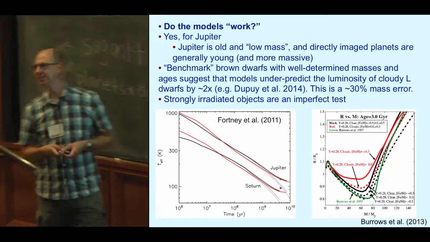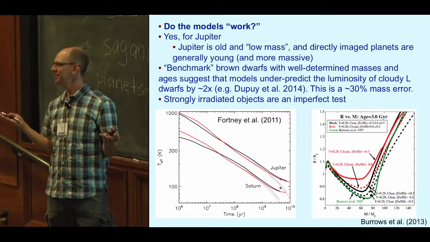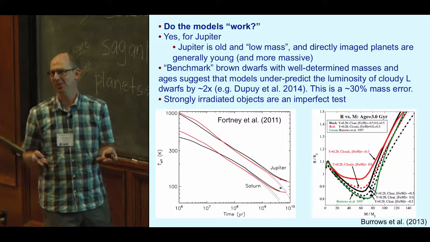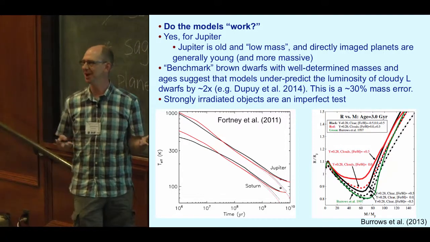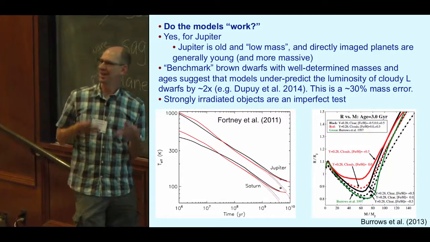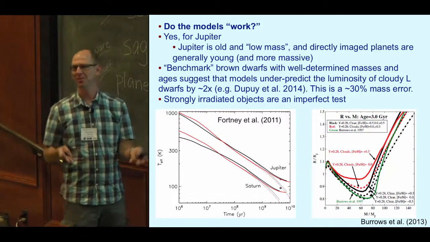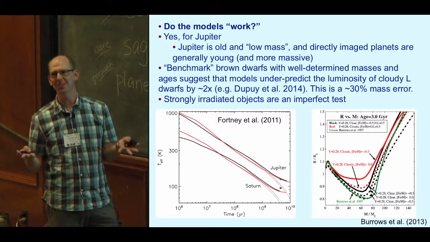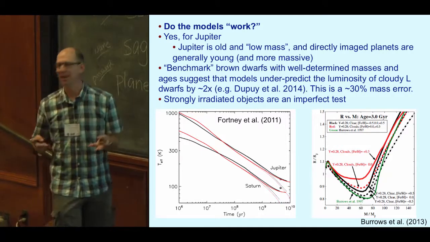So a good question is, do the models work? Everybody wants to know that, and the answer is, well, we don't really know yet. We don't really have a lot of objects to compare to. They do for Jupiter, so that's good. Jupiter's an actual giant planet that's close to home. The only problem is that it's really old, and so it's not really like a directly imaged planet you'd want to look at.